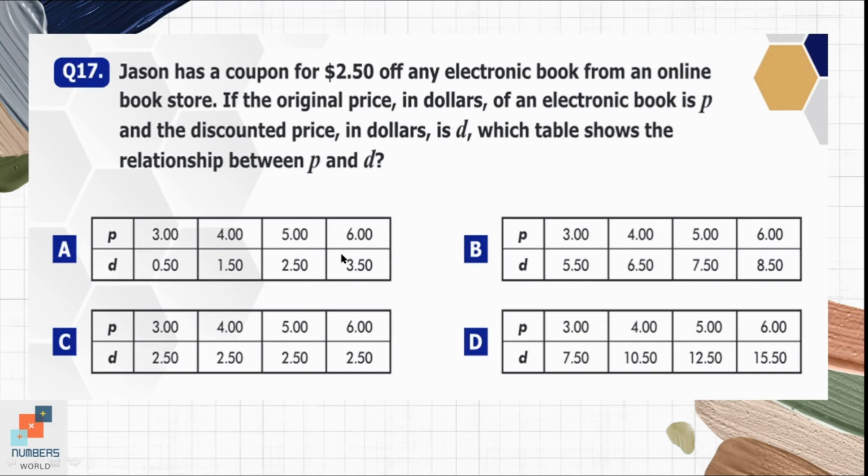And if we subtract 2.5 out of 6, the remaining amount is $3.5. So in option A, the difference between the original prices and the discounted prices is equal to the $2.5. So option A is the correct one.